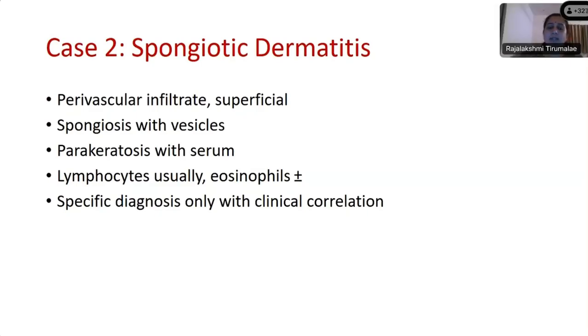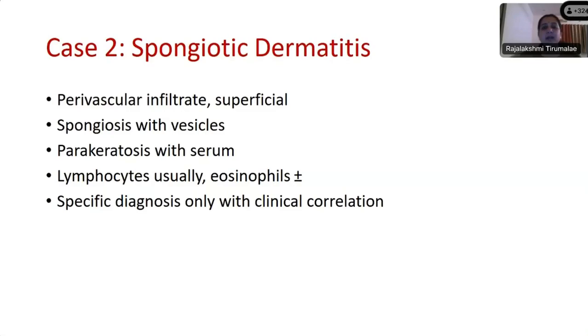Now, why is it that I haven't given a specific diagnosis in this case? Because I have not provided the complete clinical information. Now, a specific diagnosis can be made only with clinical correlation, right? Otherwise, there are a lot of spongiotic dermatitis which can look similar. Now, whether it's allergic contact dermatitis, whether it's an id reaction, whether it's a nummular eczema, whether it's a pityriasis rosea, these are all things which require clinical inputs, right? So as a pathologist, what can you say? You can say this is an acute or a subacute spongiotic dermatitis.